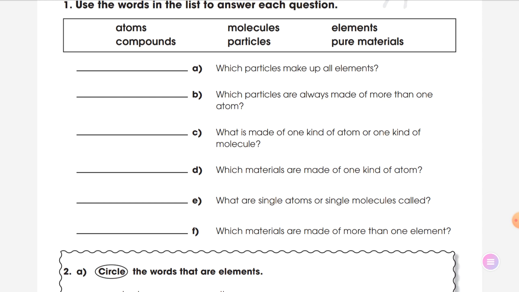Circle the words that are elements. I have to pull mine out because I can't even see it. Finley, give me the first one. Aluminum. Aluminum is an element. Jude. Gold. Gold is an element. Brady. Copper. Copper is an element. Reese. Oxygen. Oxygen is the last one.